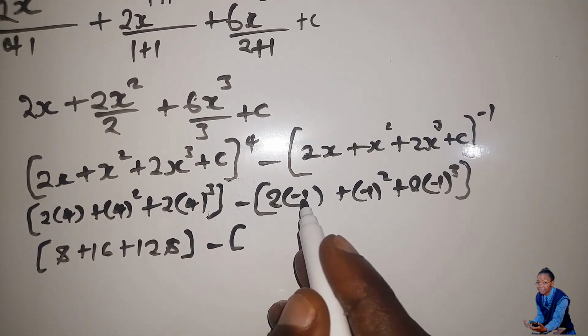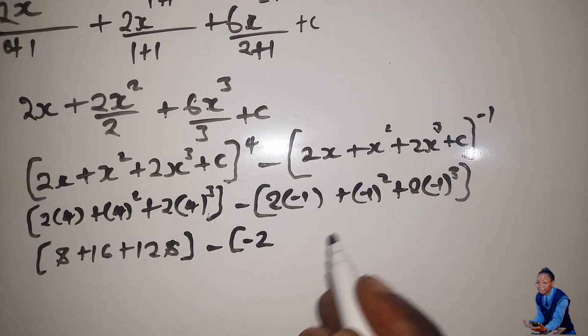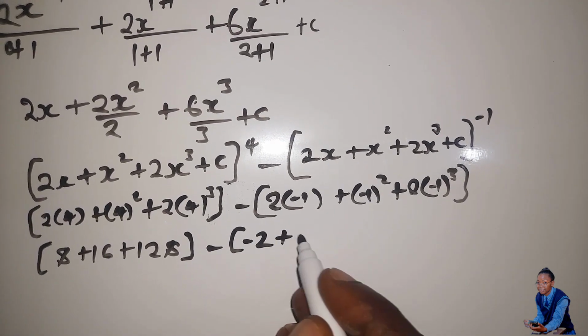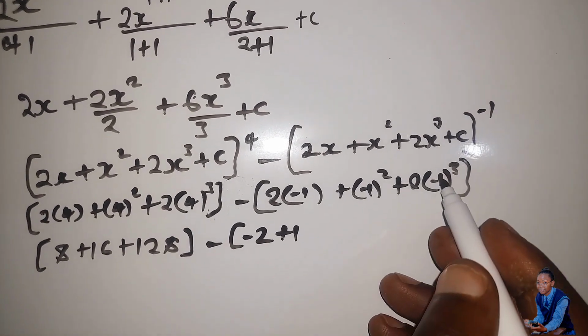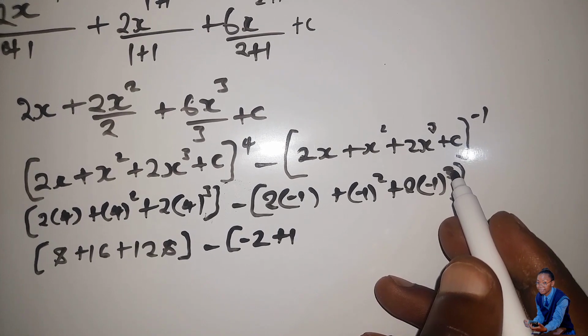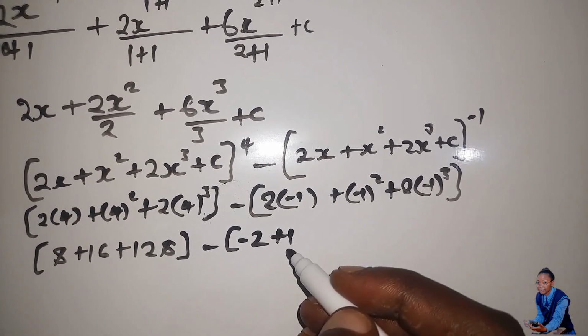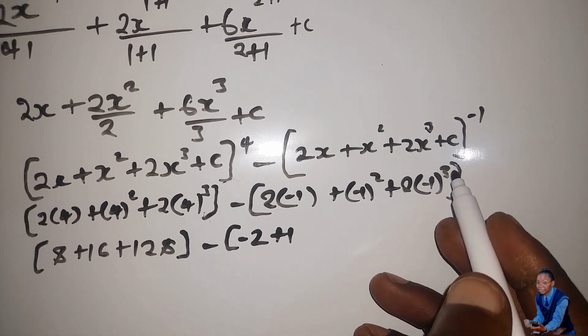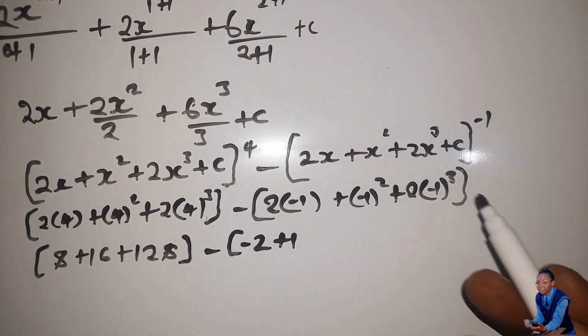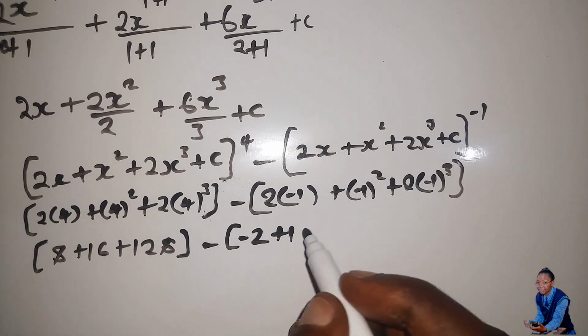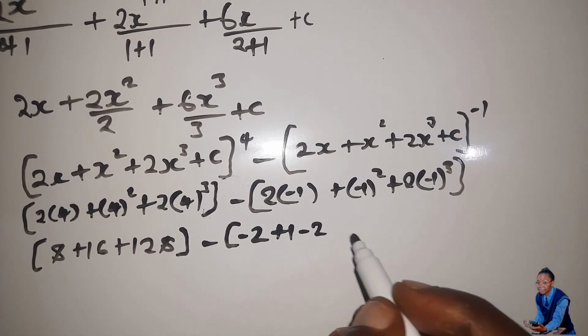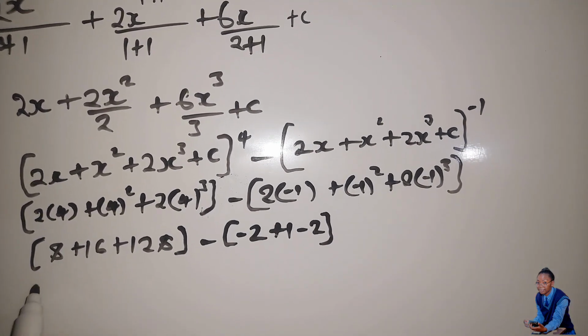Minus 2 times negative 1 is negative 2. Negative 1 squared is positive 1. Negative 1 to the power 3 is negative 1 times negative 1 times negative 1, which is negative 1, times 2 is negative 2.